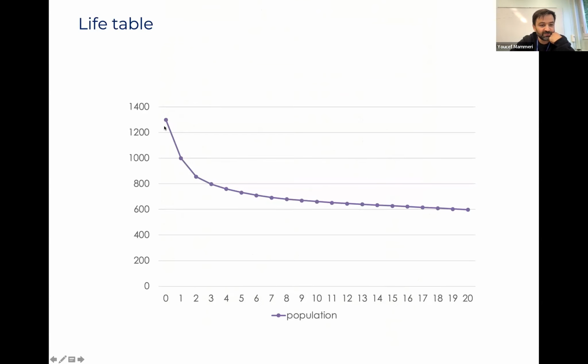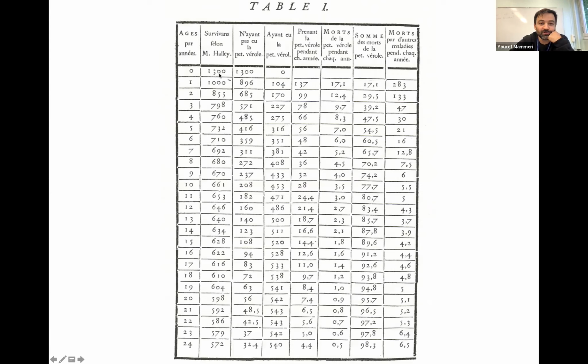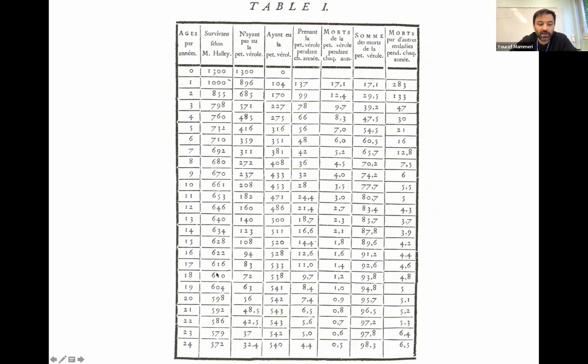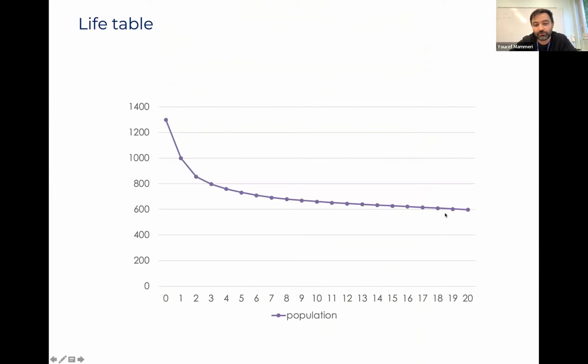So what does it mean? It means you have 1,300 newborns of age 0. From these 1,300 individuals, if I look at age 20, 98 will be 20 years old. Okay, so this is the curve. This is the data without any epidemics.